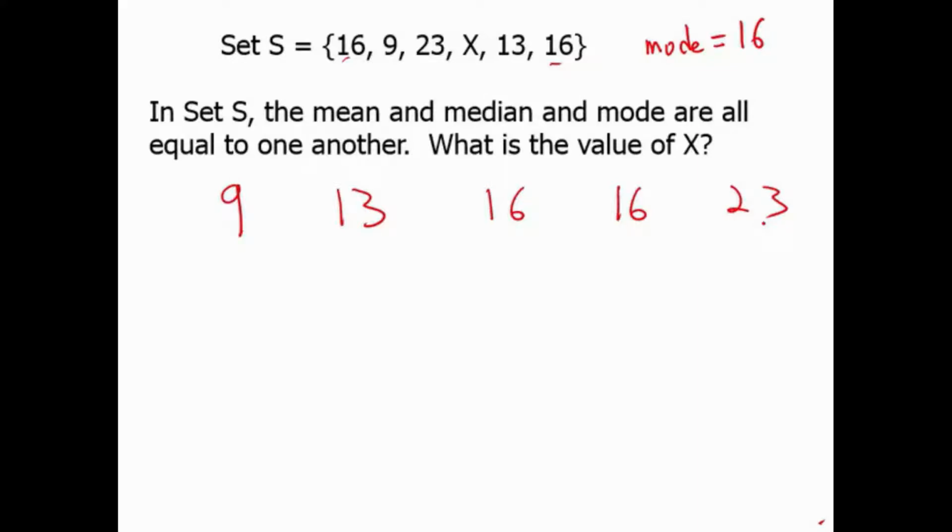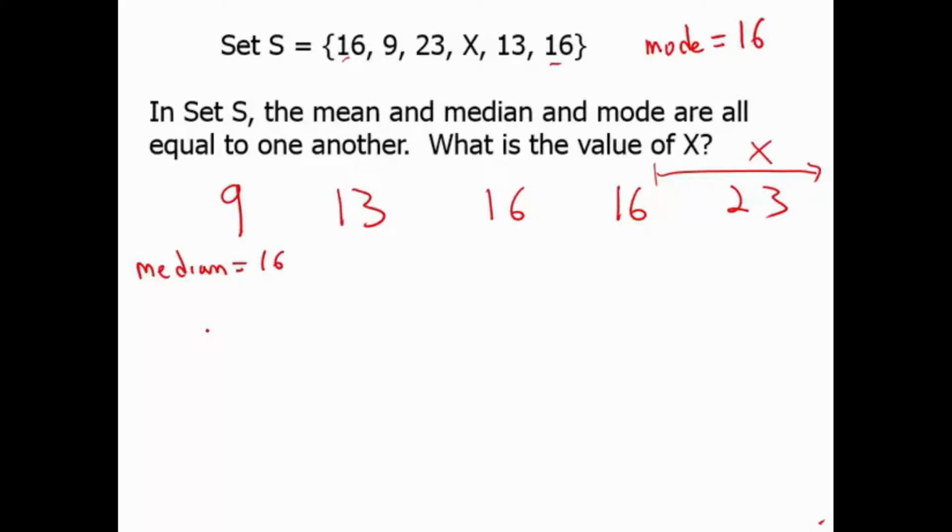And so we'd want to put the x somewhere on this side. Now we don't know whether it's going to be bigger than 23 or smaller than 23, but we'd want to put it on that side so that we had 2 16s in the middle, 2 numbers below 16 and 2 numbers above 16. And that would be enough to guarantee that the median also equals 16, so the median would equal the mode. Now the tricky one is the mean.